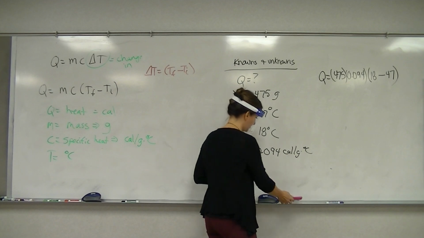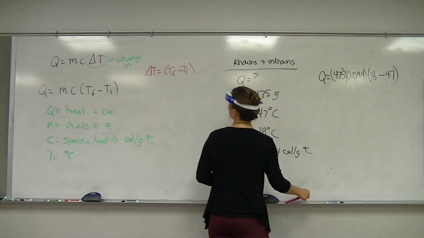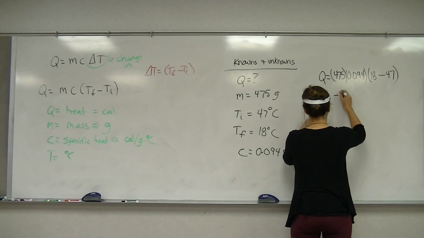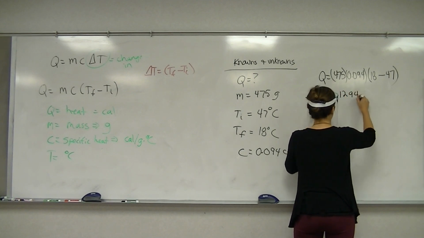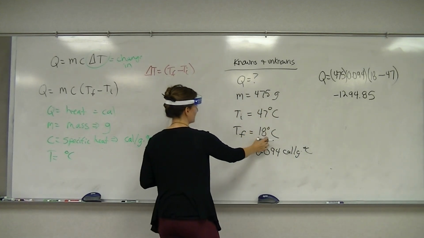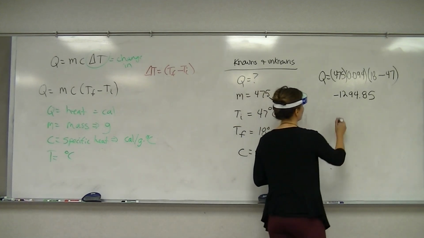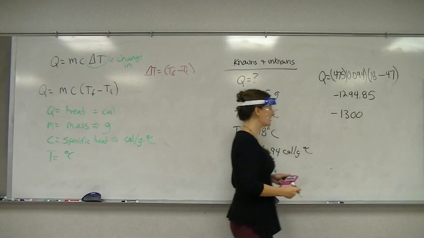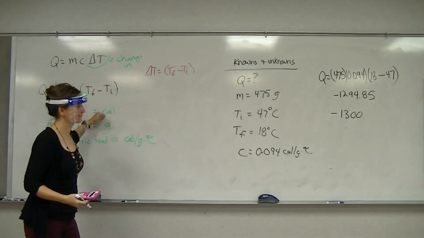We get a very large number. Negative 129. We're looking at 2 sig figs. So it would be negative 1,300. And the units on it are calories.